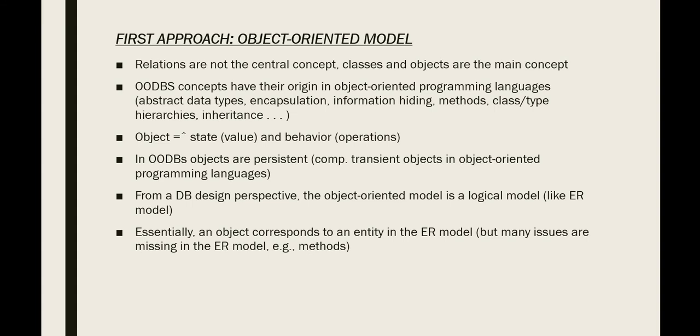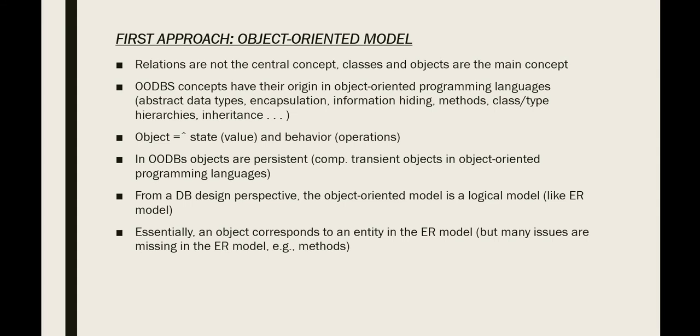The object has the following features, that is, it is made up of state or value and behavior or operations. We shall see this in detail later. In object-oriented database system, objects are persistent, that is, objects will still exist even if the program has been terminated.